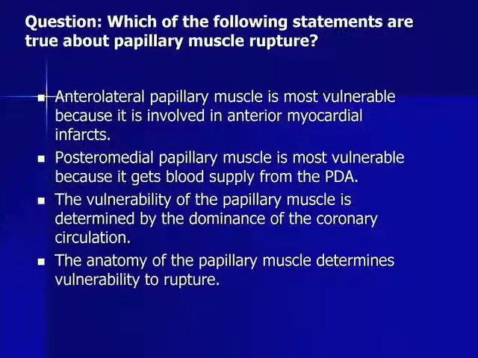Okay. So what about mitral regurgitation in the setting of an acute MI? Which of the following statements are true about papillary muscle rupture? The anterolateral papillary muscle is most vulnerable because it is involved in anterior myocardial infarction. The posterior medial papillary muscle is most vulnerable because its blood supply is from the PDA, that's the patent. The vulnerability of the papillary muscle is determined by the coronary circulation, and the anatomy of the papillary muscle determines vulnerability to rupture. There's only one true statement.